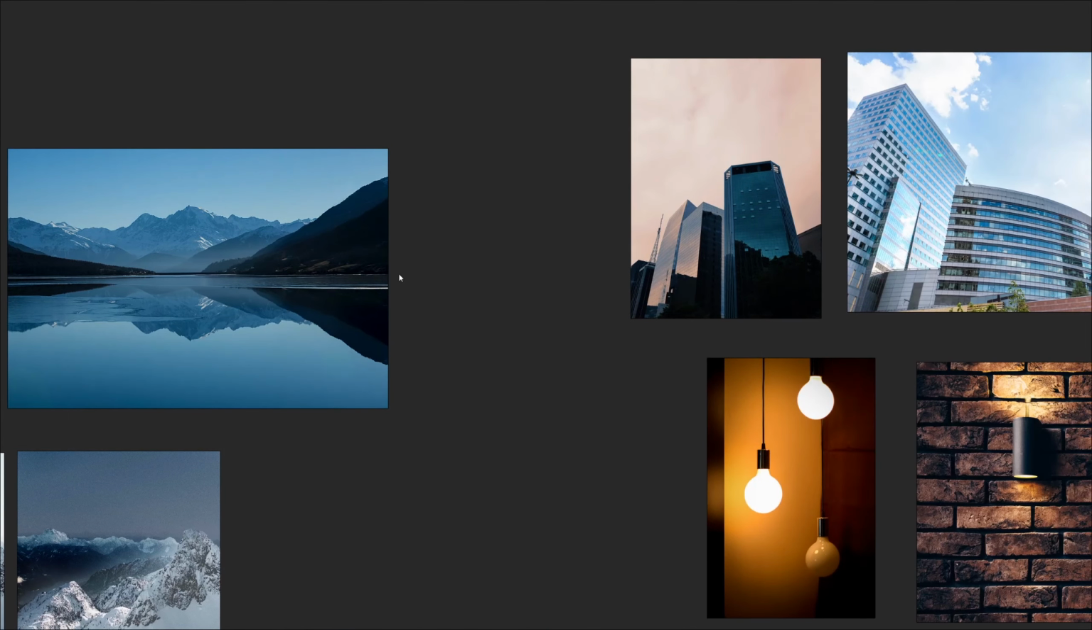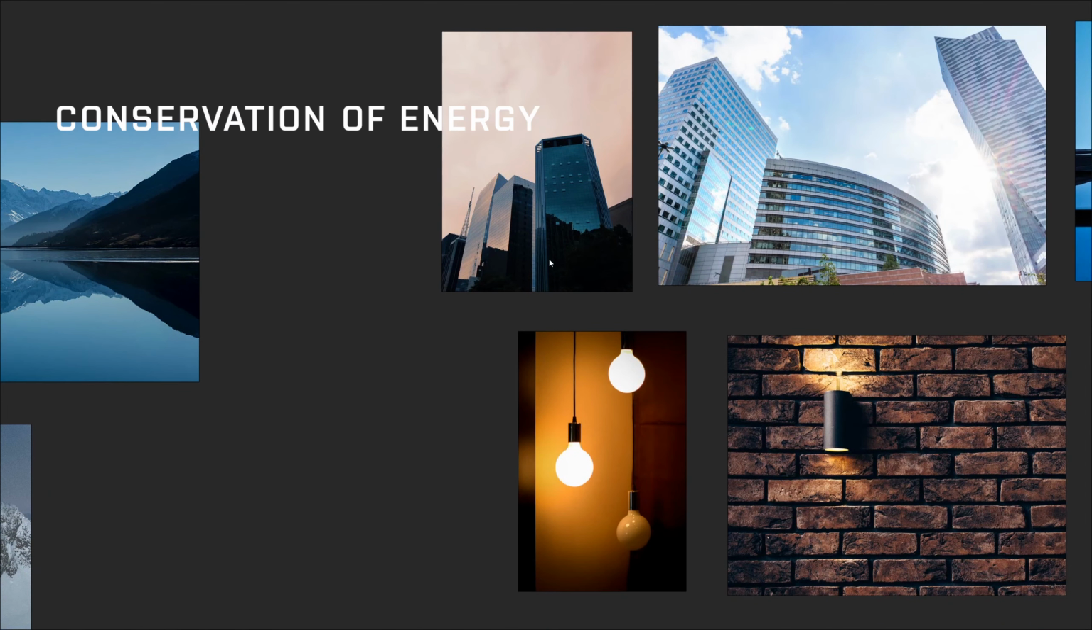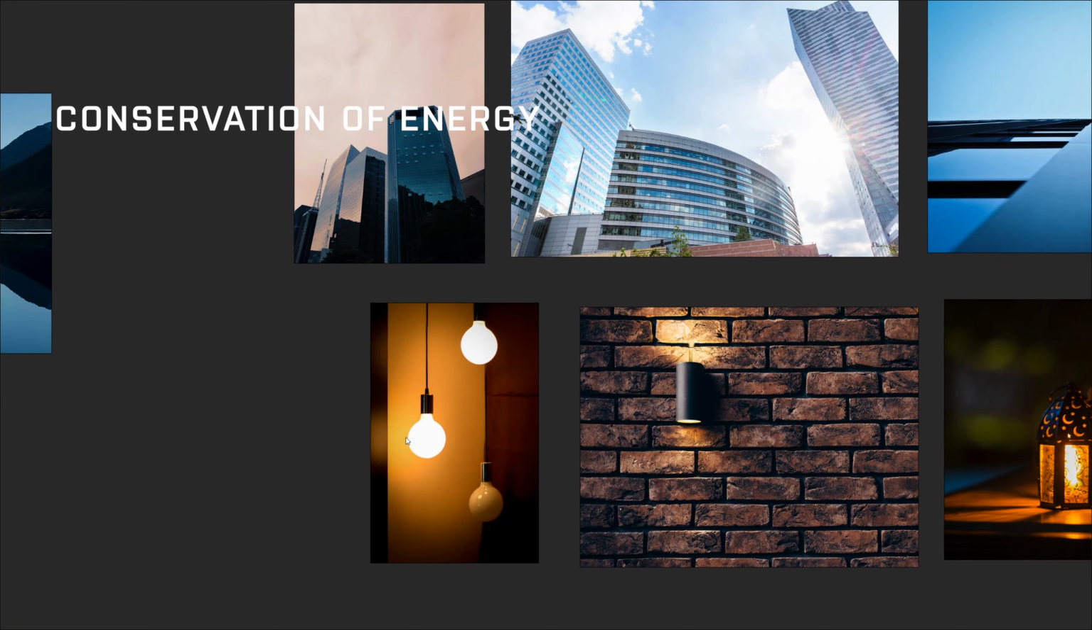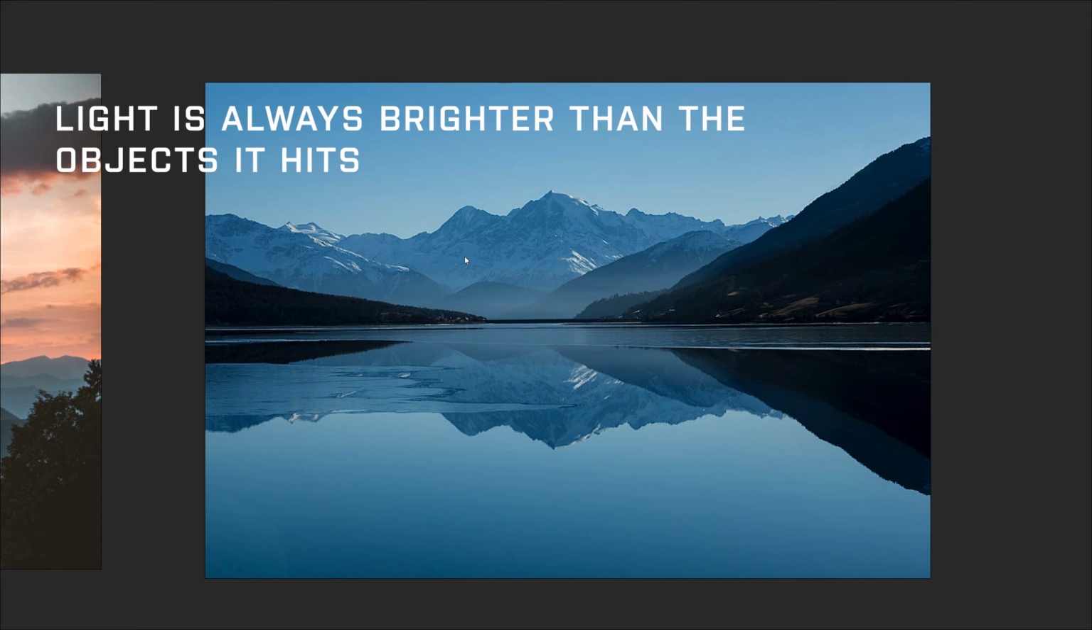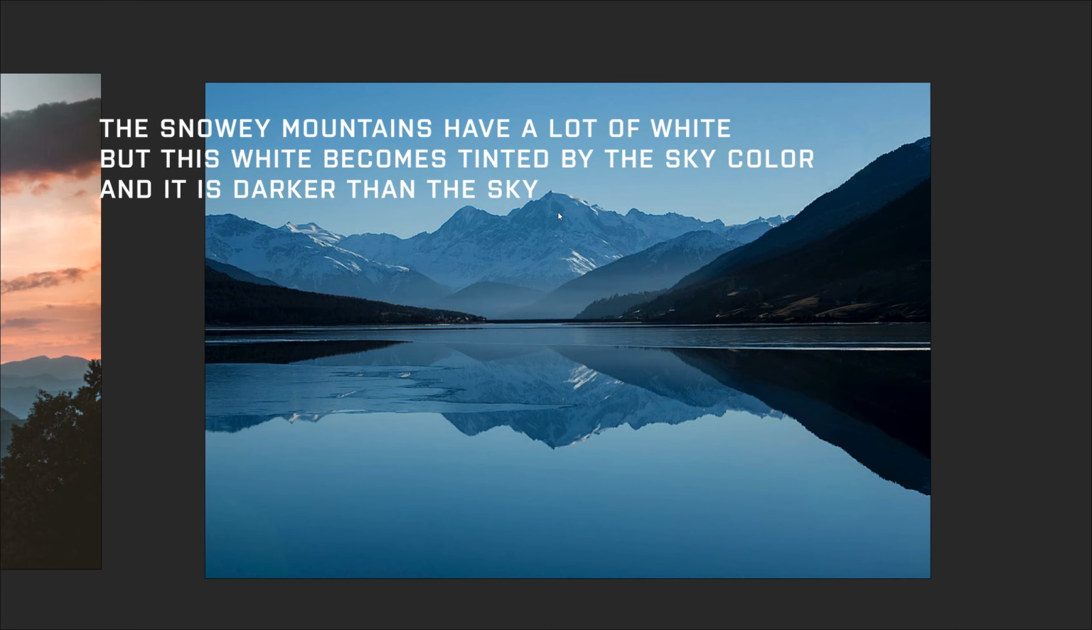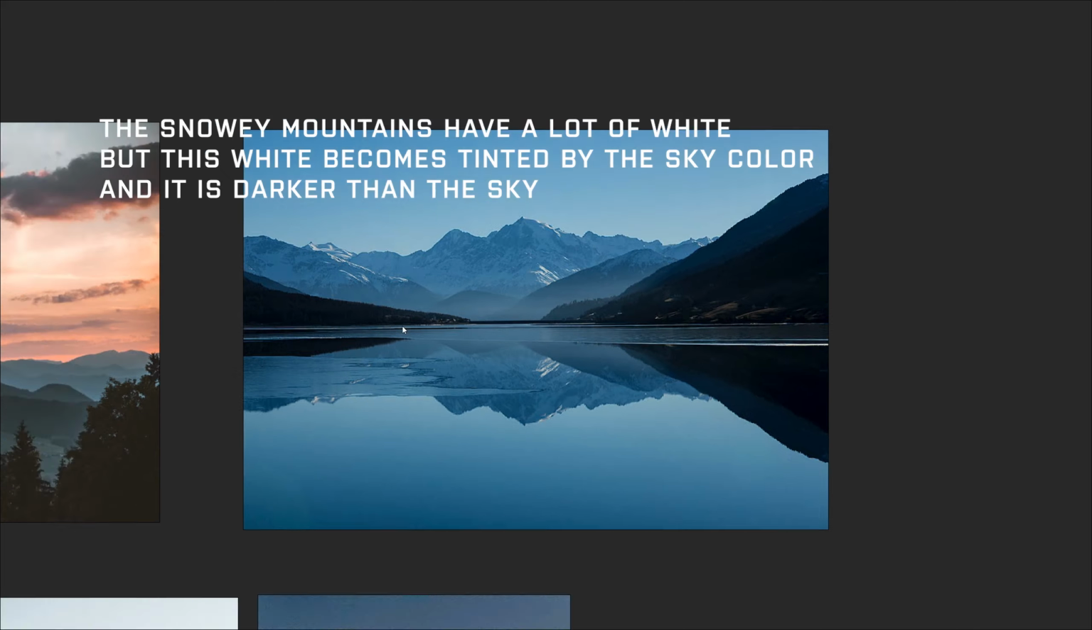So why is this? This is because of conservation of energy, which is just a fancy term to say, okay, if you have a light source, and in this case the sky is our light source, then anything the light hits cannot be brighter than the light source. So you can see here that even though these mountains are quite white, they're not as bright as the sky because they don't reflect all of the light that hits them, just a lot of it.